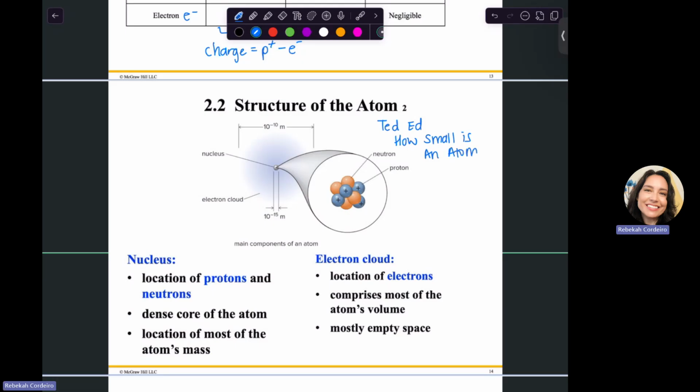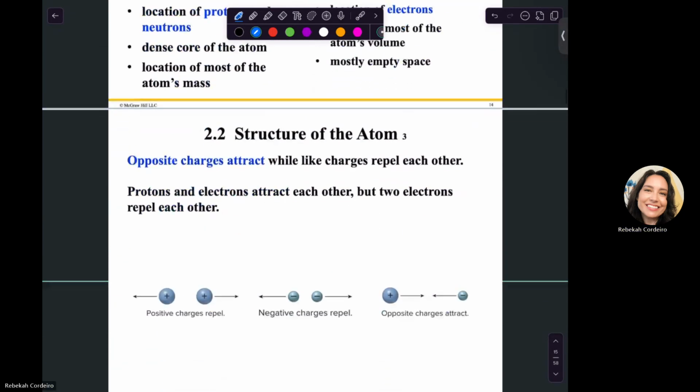You'll see the video there, and it's a really great video to just get an idea of exactly how small an atom is, because it's very small.